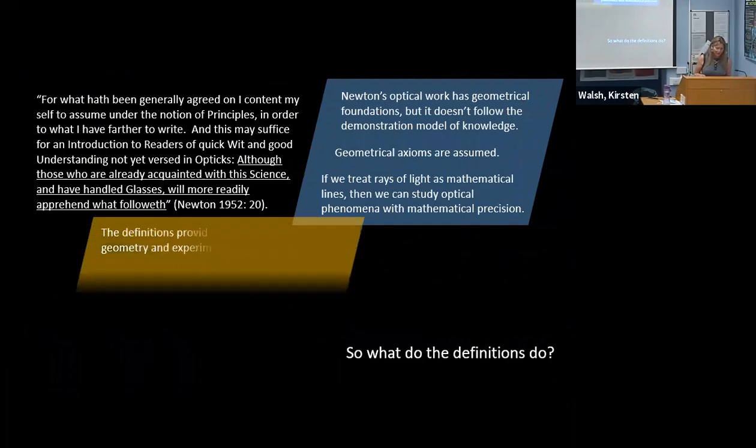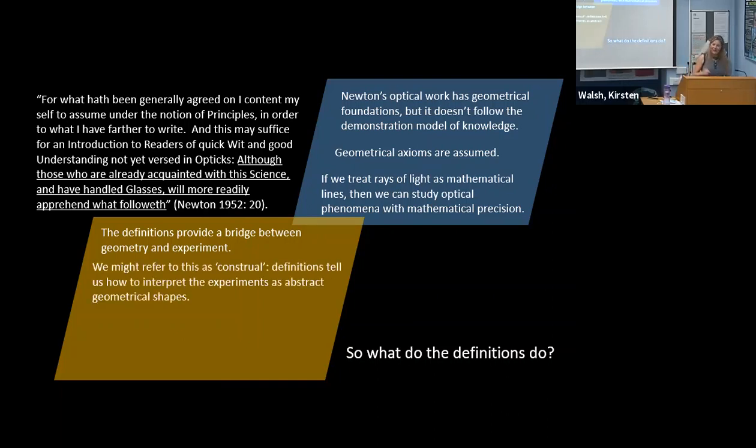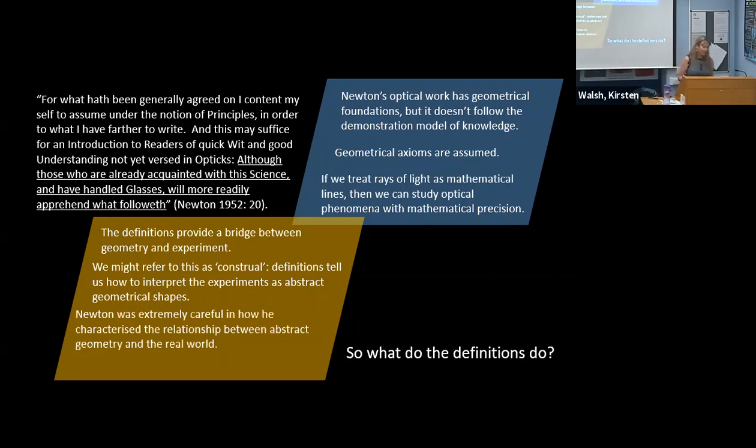Okay, so what does this leave us with? Well, I think what's going on here is that the definitions provide a bridge between geometrical optics and experimental optics. It tells us how to interpret our experiments in terms of the geometrical axioms we've got. We might refer to this as construal. I think this is the terminology that gets used in the modeling literature more generally. So the idea is that the definitions tell us how to interpret the experiments as abstract geometrical shapes. They connect up the axioms with the experiments themselves.